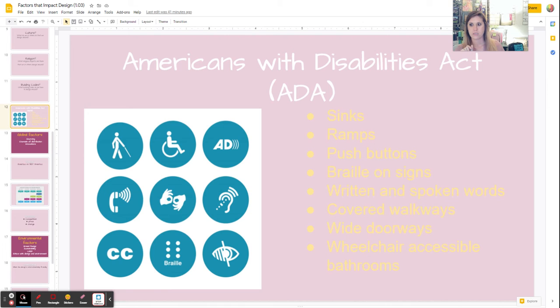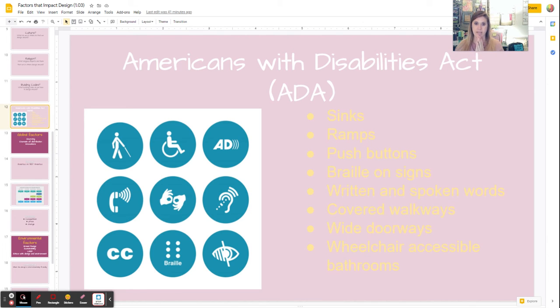The Americans with Disabilities Act is another social factor. This is the law part of a social factor. So laws come into place, if you've never noticed, because something bad happened and they had to make a law about it. So don't do bad things. So the Americans with Disabilities Act came in because people that had disabilities weren't being treated correctly. So you should treat them correctly.